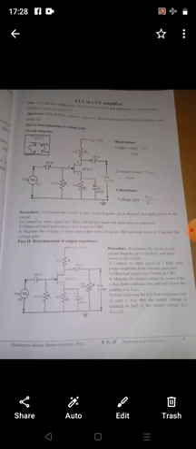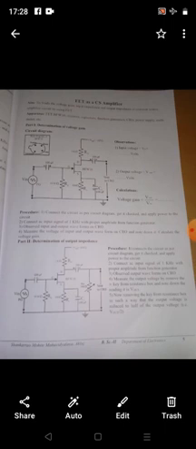Then procedure for this experiment: first, connect the circuit as per the circuit diagram, get it checked and apply power to the circuit. Second, connect AC input signal of 1 kHz with proper amplitude from the frequency generator. Third, observe the input and output waveform on CRO. Fourth, measure the voltage of input and output waveform on CRO and note it down, and calculate the voltage gain.